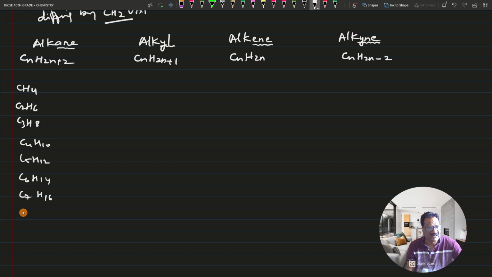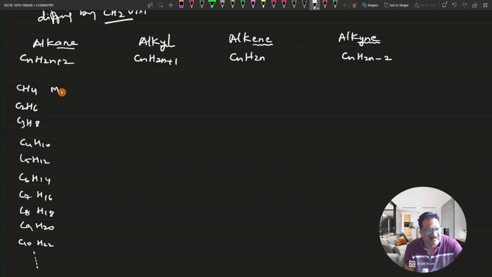C7H16, C8H18, C9H20, and C10H22, and it goes on. Okay, this is the homologous series of alkane.